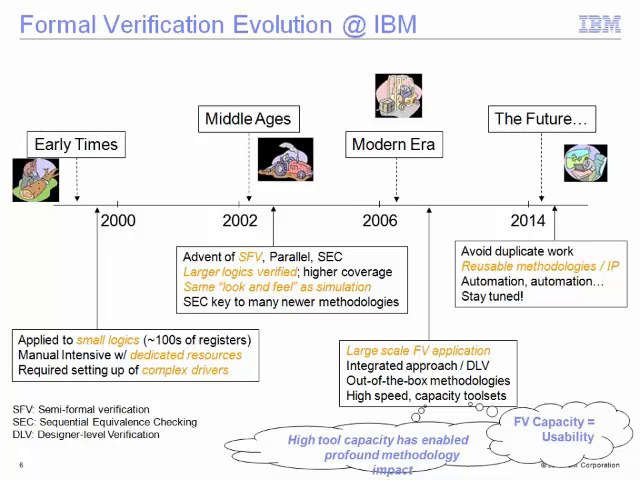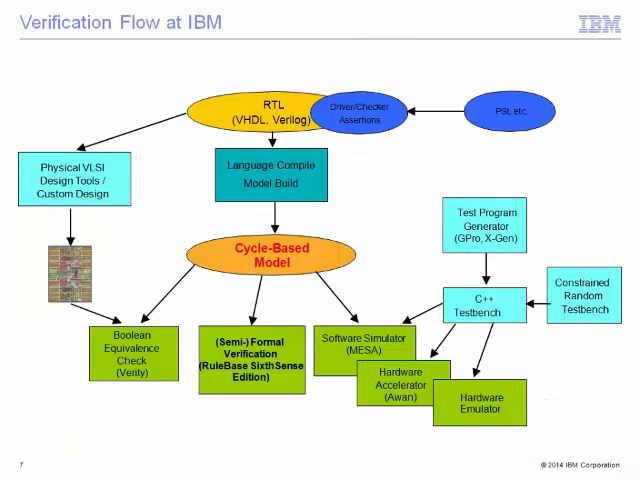Okay, so this is the verification flow at IBM. The main essence of the flow is what we call a cycle-based execution model, and then we see the internal tools from IBM. One is the software simulator, which we call MESA, and also the hardware accelerator and emulator, and the formal verification. They all work on this common execution model, which is common for all verification disciplines we use. So as I said, one advantage is reusability. The environment or the verification objectives we construct, like assumptions and assertions and so on, can be reused across different disciplines.